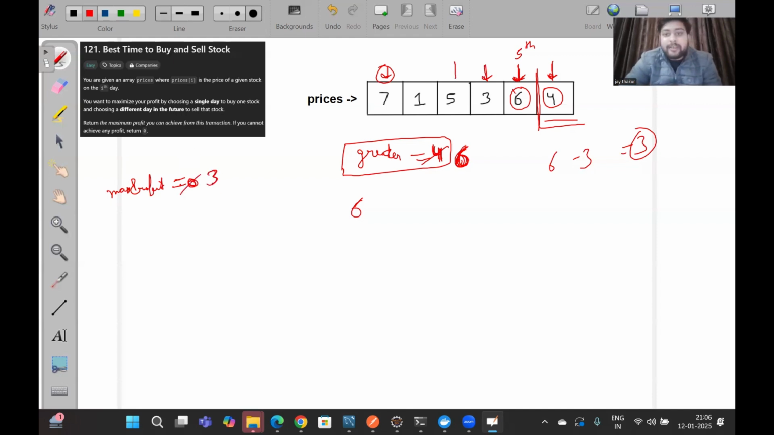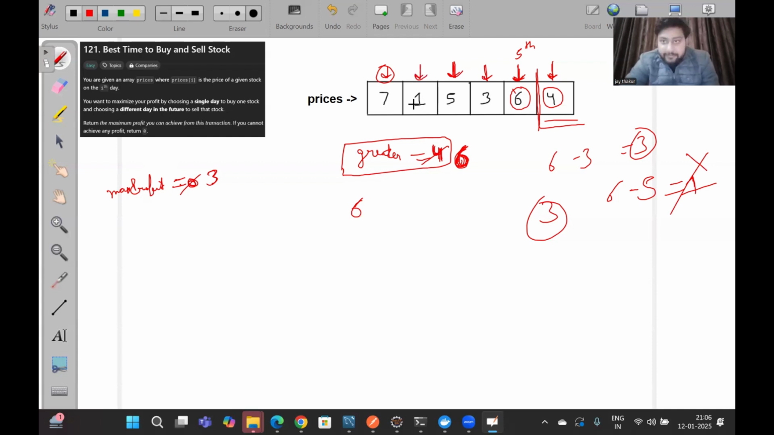Now again, we will move back. Here we have 5 on the third day. So we are buying the stock on the third day, and let's try to sell it in future. In future the maximum price is 6, so if we sell it then, the profit will be 1. Is this 1 greater than the maximum profit? No, it is not. So we will simply not consider it and move backward.